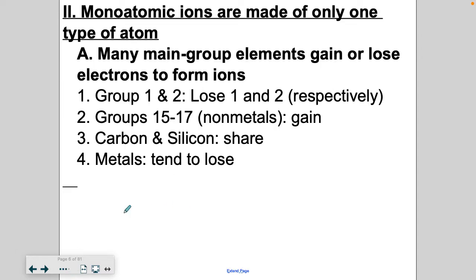Okay, so monoatomic ions are made of only one type of atom. And so our main group elements, groups 1 and 2, and then 13 through 18, they tend to gain or lose electrons to form those ions. So groups 1 and 2 tend to lose 1 and 2, and that's why you see in my periodic table the +1 and the +2.